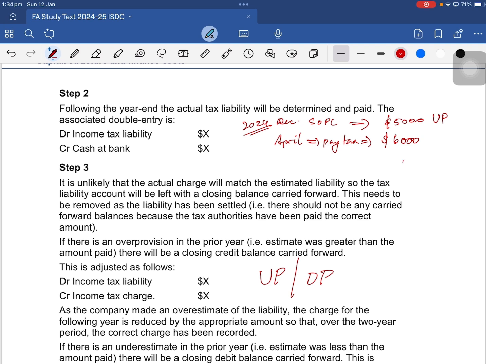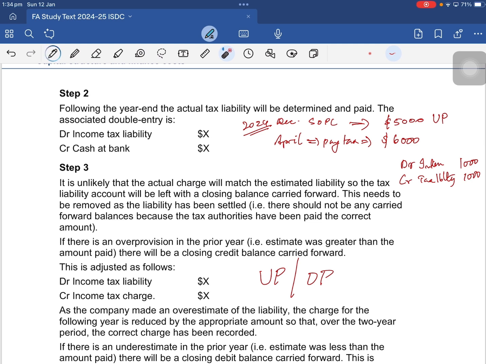So this year I am going to debit income tax and adjust that additional 1,000 into the tax liability. This is like an expense. So you're going to debit income tax and credit the tax liability because it is increasing. That is group 2 in nature.